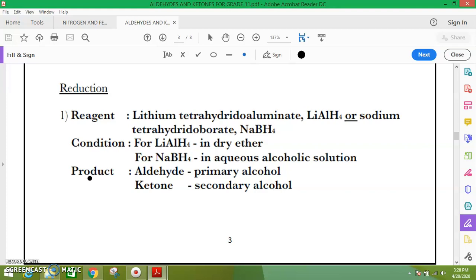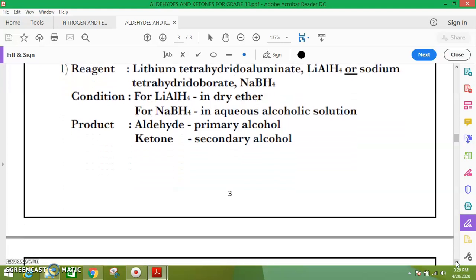Now what is the product? If you use an aldehyde, you will get a primary alcohol. If you use a ketone, you will get a secondary alcohol. As we did in the preparation of aldehydes and ketones, there we oxidized, now we will reduce. So these are the condition, reagent and product.